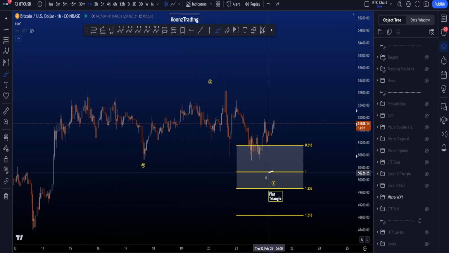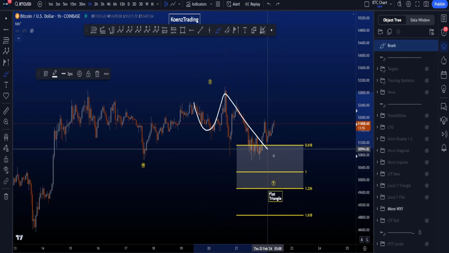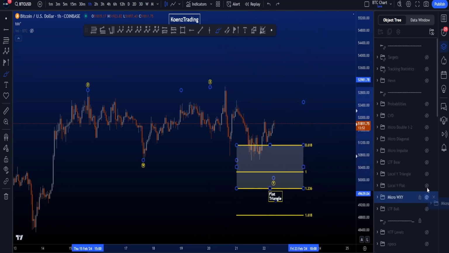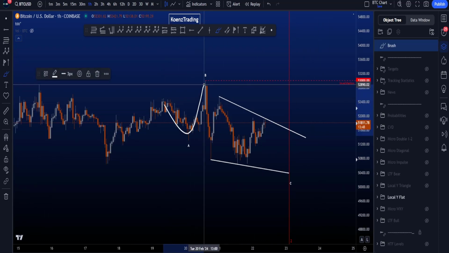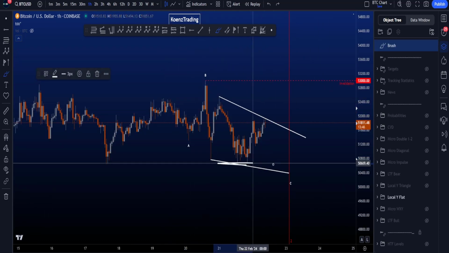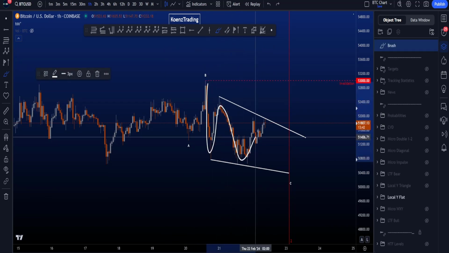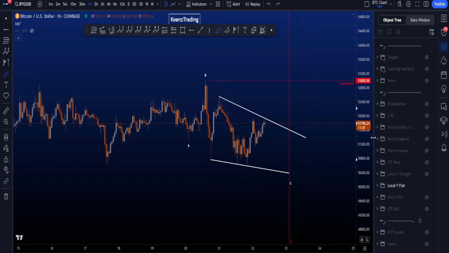Then we have X, and then wave Y can be either one of two possibilities. A flat over here, and then a wave A, B, and then eventually a wave C, or a bigger triangle. If we look at the flat structure inside this wave Y and then a wave A, B, and then a wave C, we would still be looking naturally for another low and then a wave 1, 2, 3, 4, and then a wave 5 before continuation to the upside.